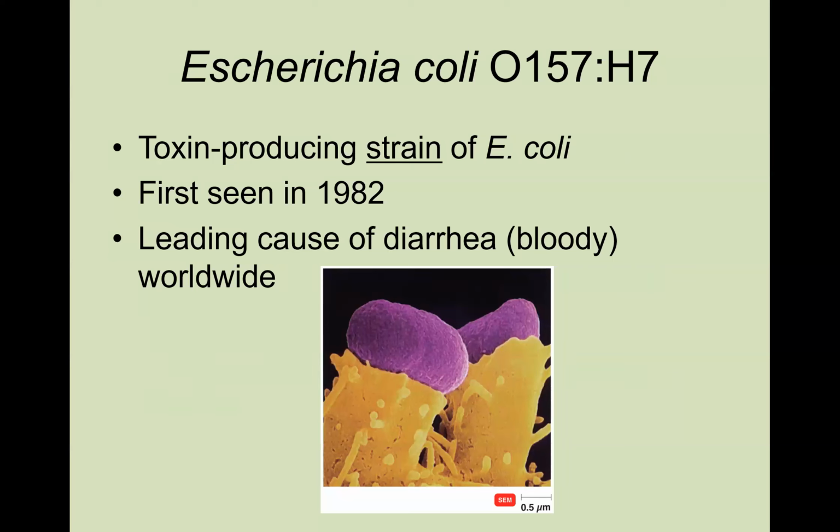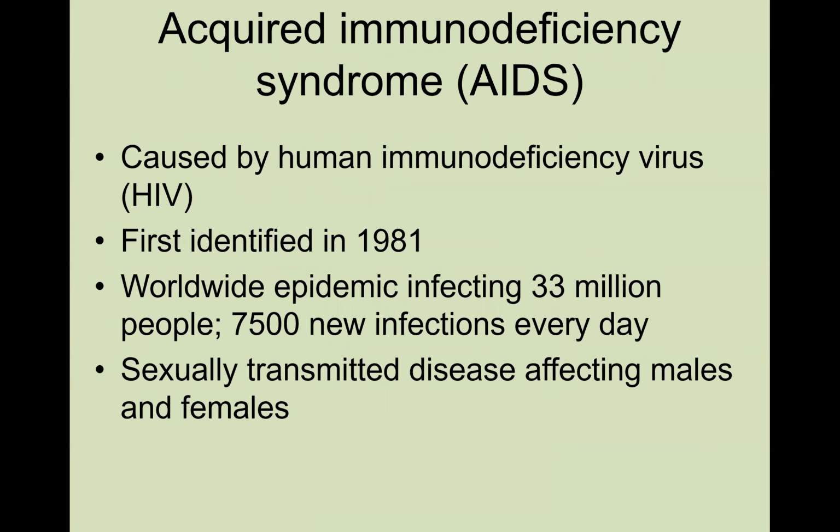It's the O157:H7 in particular. And it was first seen in 1982, and it caused this huge issue worldwide with bloody diarrhea. And with this diarrhea, it led to issues with fluid disruption, causing problems with water balance, electrolyte balance, and again, it was potentially fatal for some. And then, like I said, we also have to worry about AIDS as well.